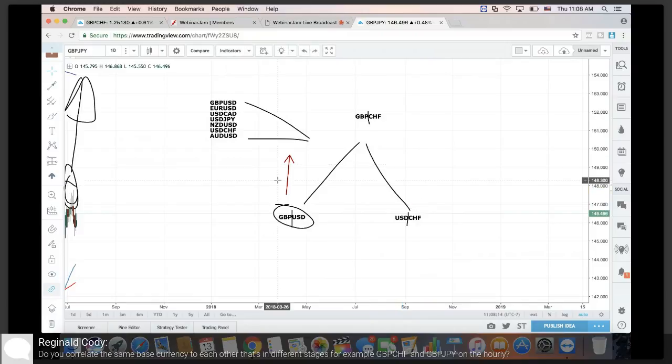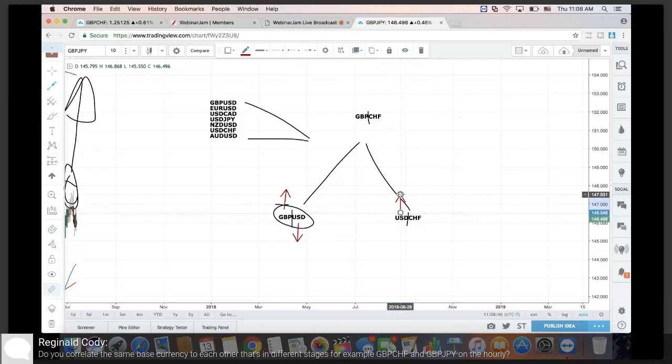I'll delete these arrows really quick. What's actually happening here? Remember I said when the market goes up, the base is going up and the secondary pair or currency is going down. So if we're looking at GBP USD and the overall direction is up, that means that GBP is going up and USD is going down. If USD CHF is going up, that means that USD is going up and the CHF is going down.